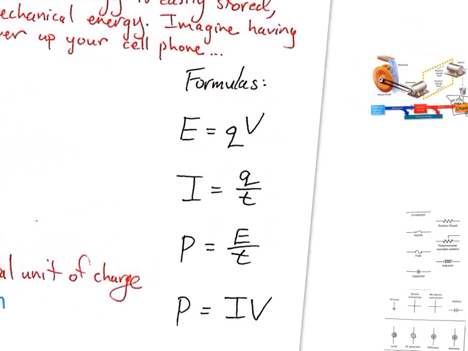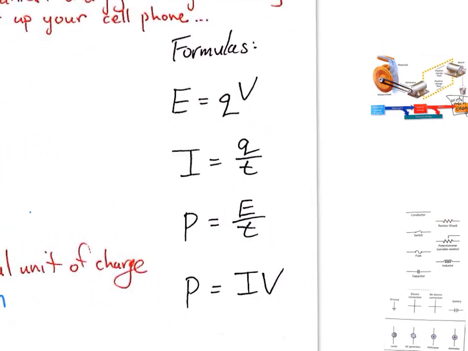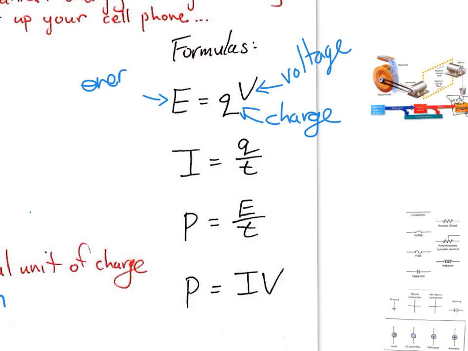Okay. Here are some formulas. Most of these are review. We have talked about this, but I'm going to label all these variables. So voltage. Voltage we learned is energy per charge. So just rearranging this formula would make it look like this. Again, we use Q for charge and E for energy. And always good to review units. So energy is measured in joules, voltage is measured in volts, and charge is measured in coulombs.